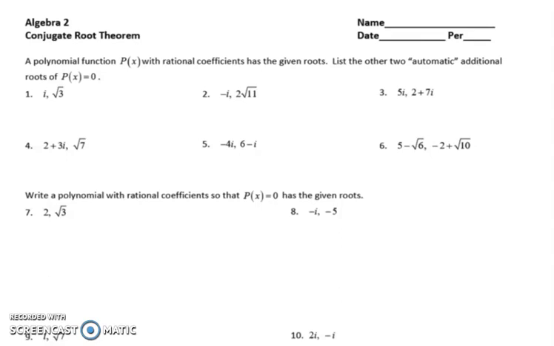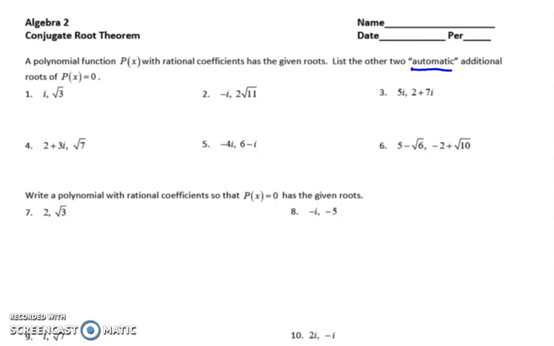Alright, let's talk about the conjugate root theorem. And remember from the quadratics units that anytime we have a complex solution, be it we have i or a square root, they always travel in pairs. It's always plus or minus. So when we talk about automatic additional roots, remember they never travel alone.